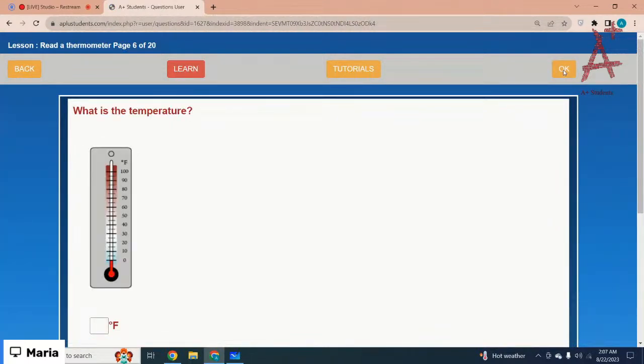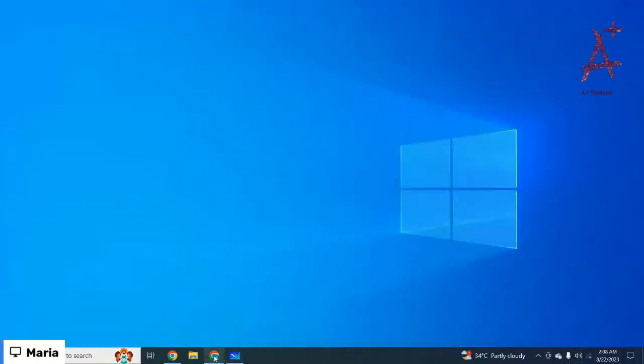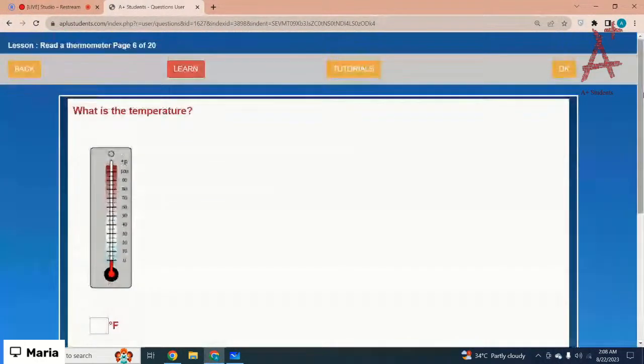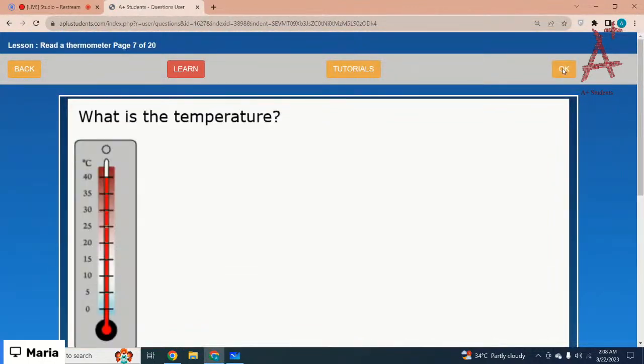What is the temperature? Which is the correct option? The correct option is 0 degrees Fahrenheit. Very good.